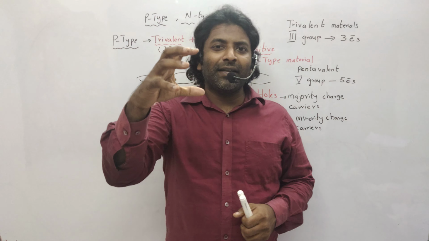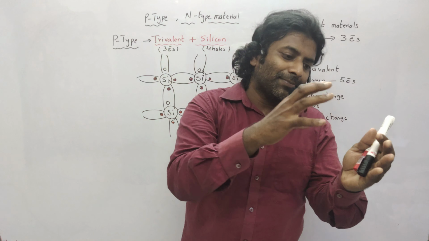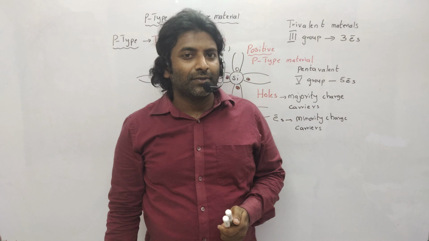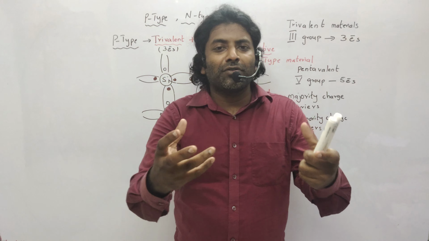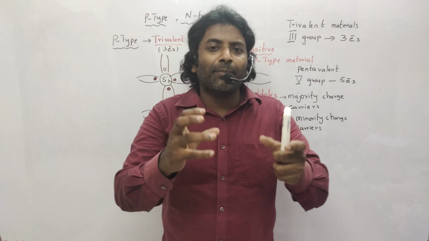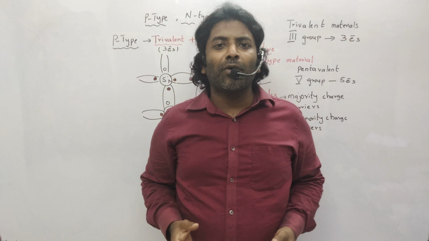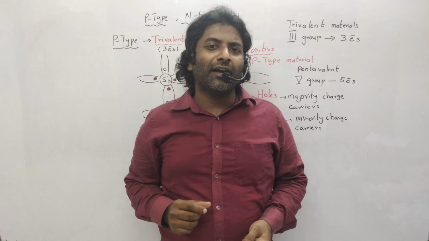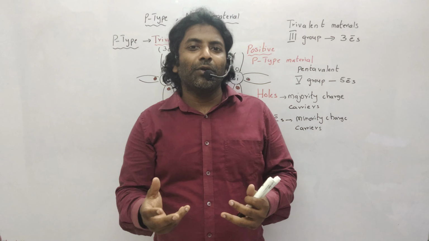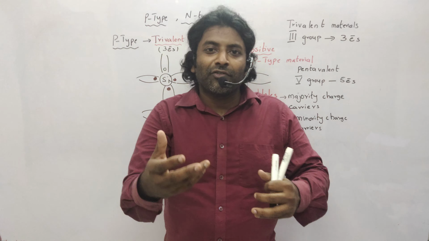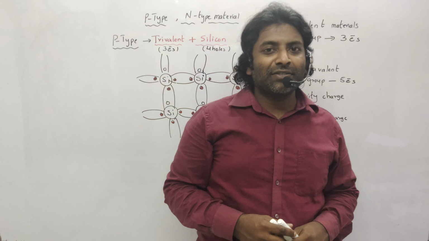When trivalent gas is passed through the silicon layer, 3 electrons in the trivalent material bond with the holes, meaning they take the place of holes, and those will be bonded. One hole at every atom will remain unbonded. Therefore the hole nature is increased. Hole nature means positive nature. Thus p-type material is formed.